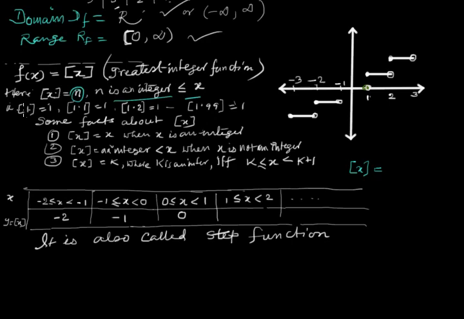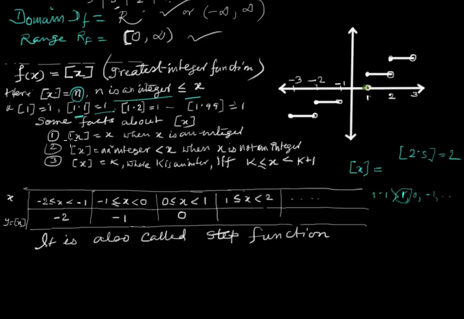Suppose x is 1.1. What are the integers less than 1.1? 1, 0, minus 1, etc. Among these, 1 is the greatest. That's why we take the greatest value as 1. For 1.2, it is again 1. For 1.99, it is 1. If it is 2.5, the value will be 2.